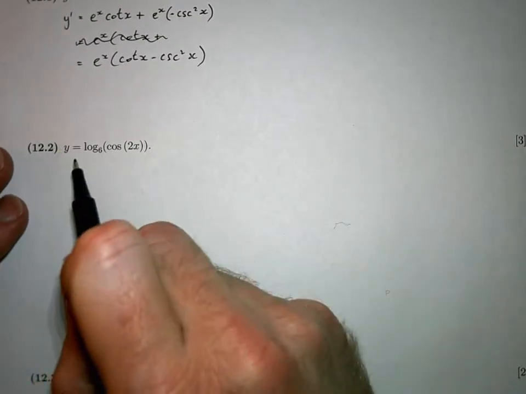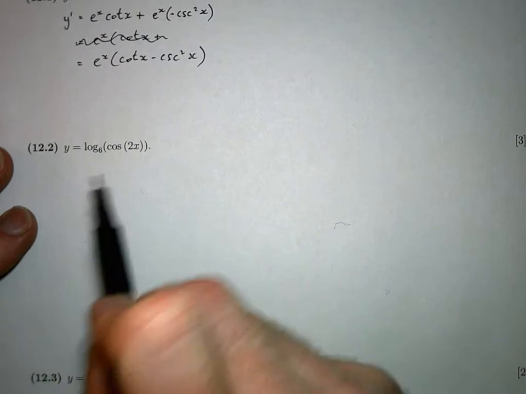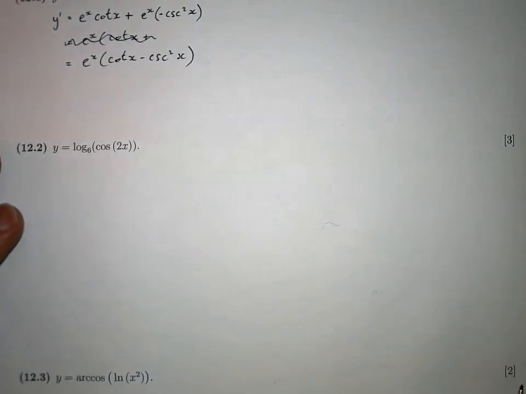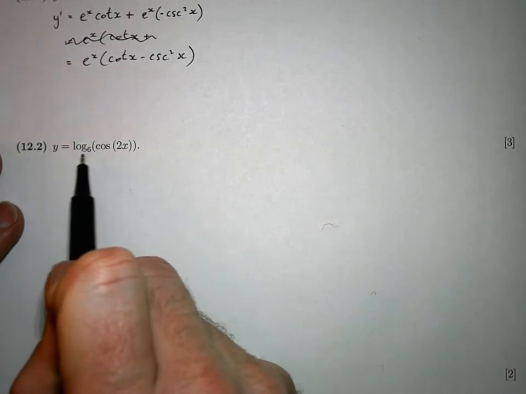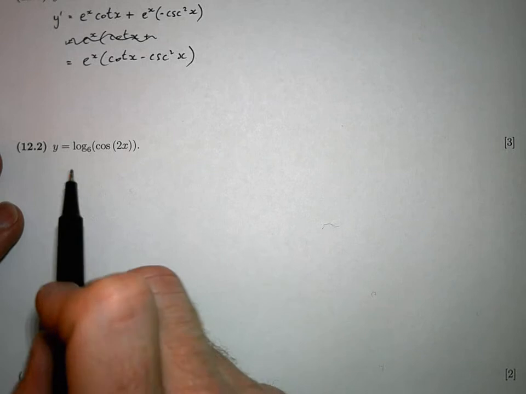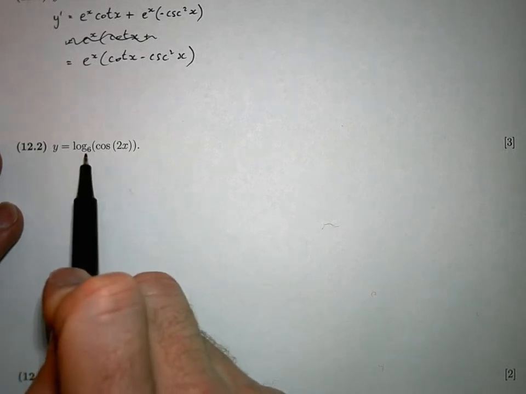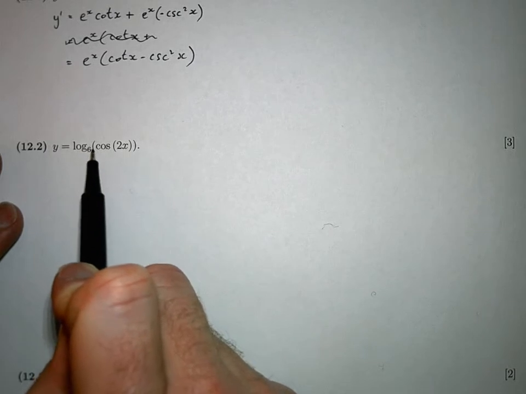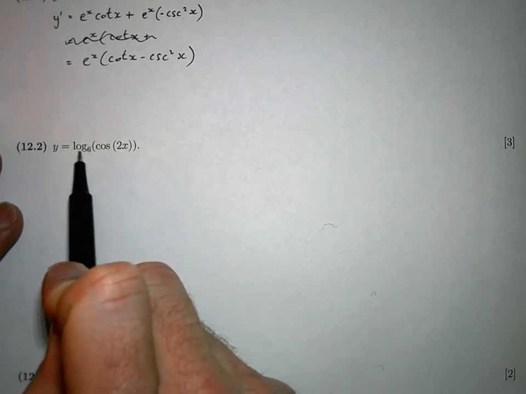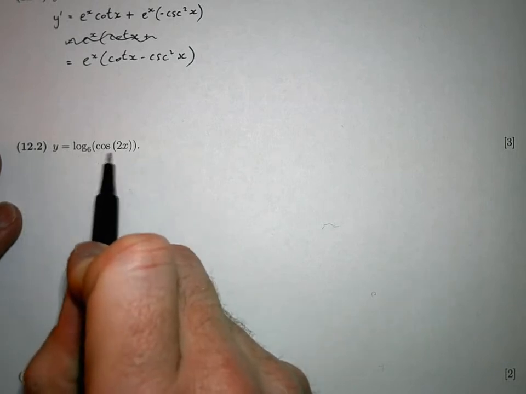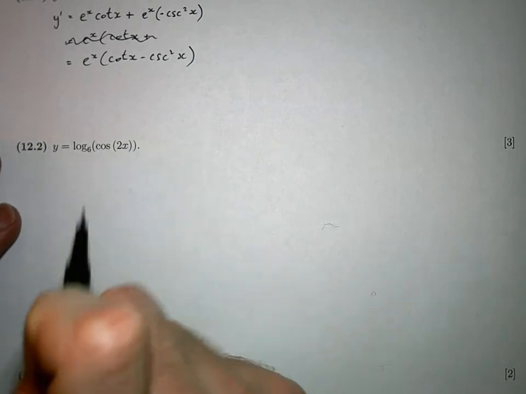y is equal to the log base 6 of cos of 2x. Now, what a lot of you did here was to treat the log 6 as a whole function and multiply it by this over here. And of course, that's a bit of nonsense, because log 6 must have an argument. It must be log 6 of something, and there's no x in here, so it's not log base 6 of x times cos of 2x. It's the log base 6 of this function over here.